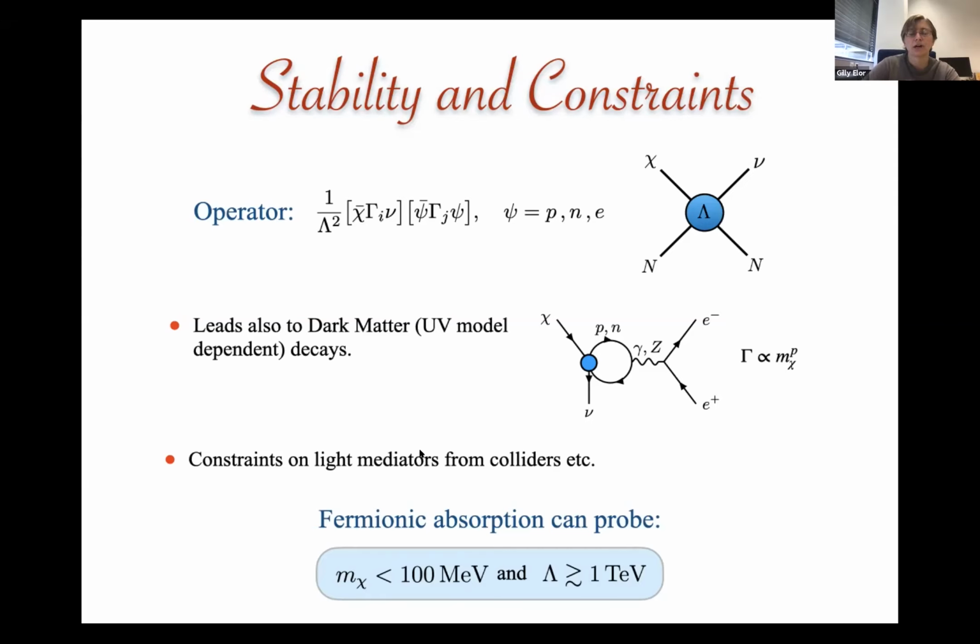Then, of course, we have constraints from colliders and other experiments on this mediator scale, and we generally want it to be heavier than a TeV. Again, that's a model-dependent question, but this is the parameter space that we're going to be able to probe with this new class of signals.